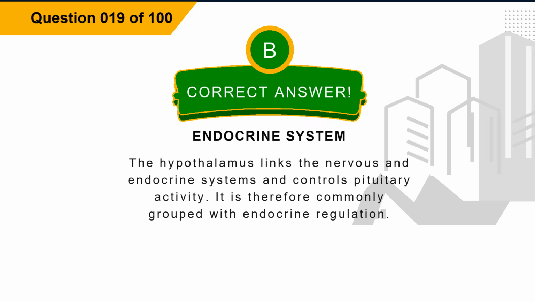The correct answer is option B, endocrine system. Explanation: the hypothalamus links the nervous and endocrine systems and controls pituitary activity. It is therefore commonly grouped with endocrine regulation.